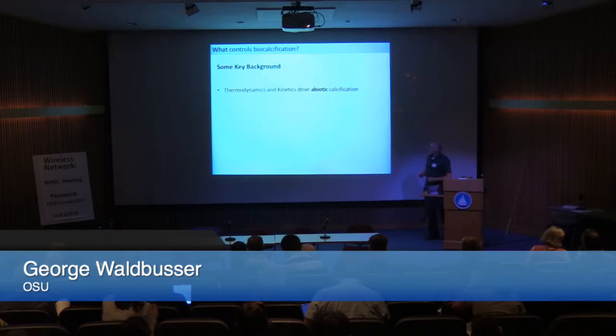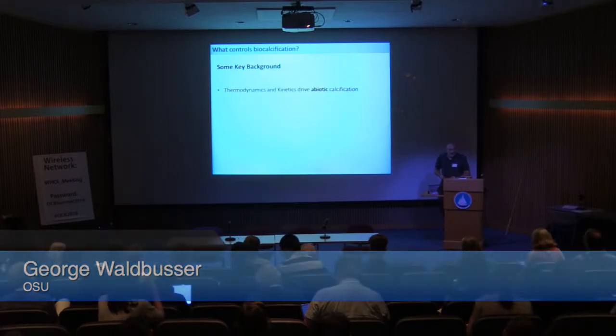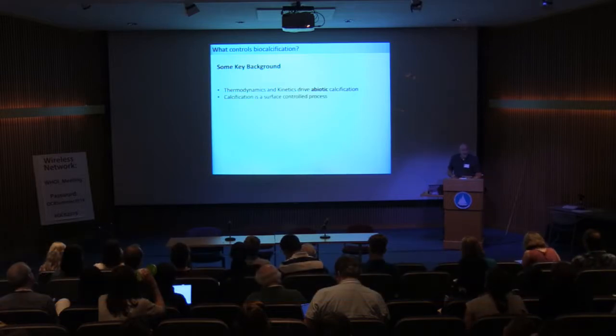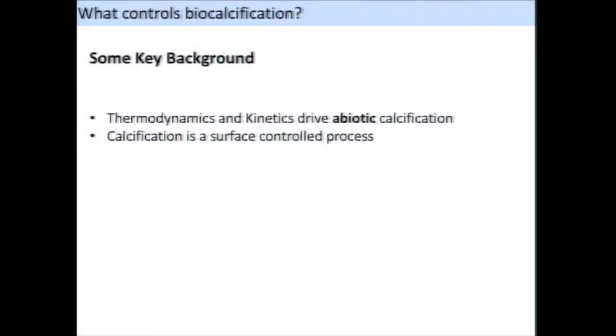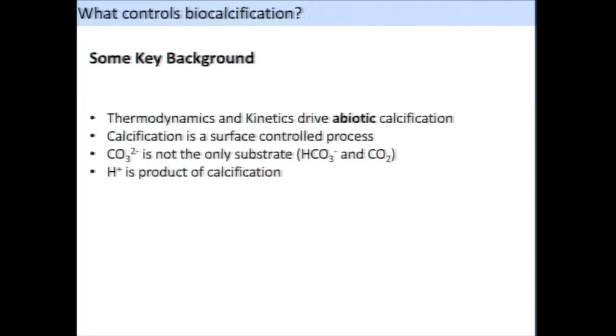So just some key background. We know that thermodynamics and kinetics drive abiotic calcification. We know it's a surface controlled process, and so you saw that a little bit with the previous talk, that there's a surface that minerals precipitate onto. And we also know that carbonate ion is not the only substrate that's used, right? So even from a saturation state perspective, we know that that's not the only thing that they need as a building block. And as Andrea pointed out, calcification produces protons as a function of how much carbonate ion that they're using.